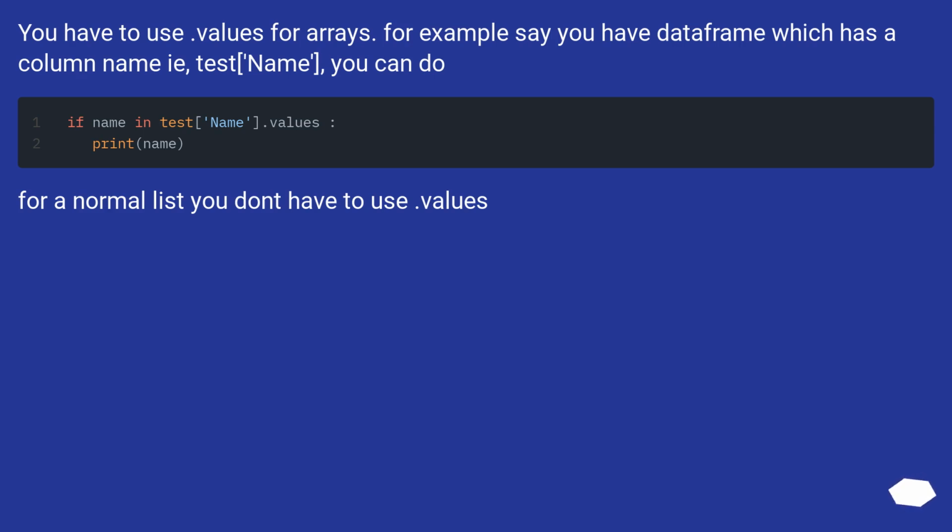You have to use values for arrays. For example, say you have a data frame which has a column named e, test name, you can do. For a normal list you don't have to use values.